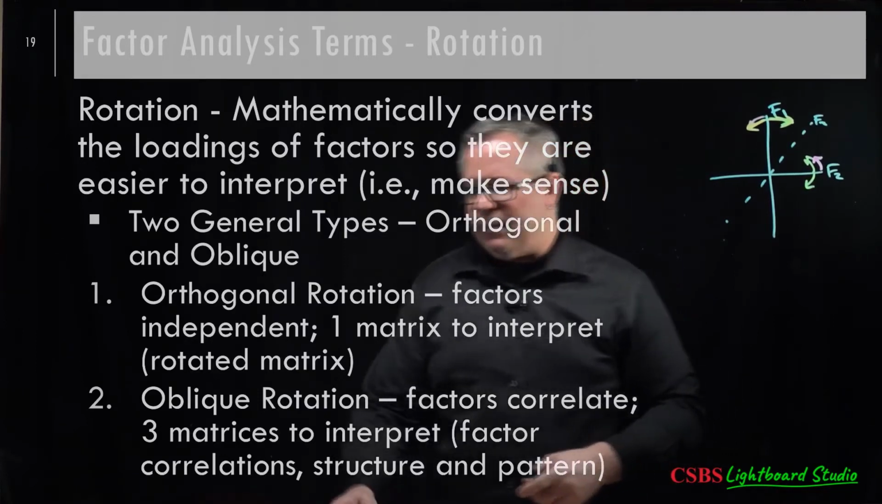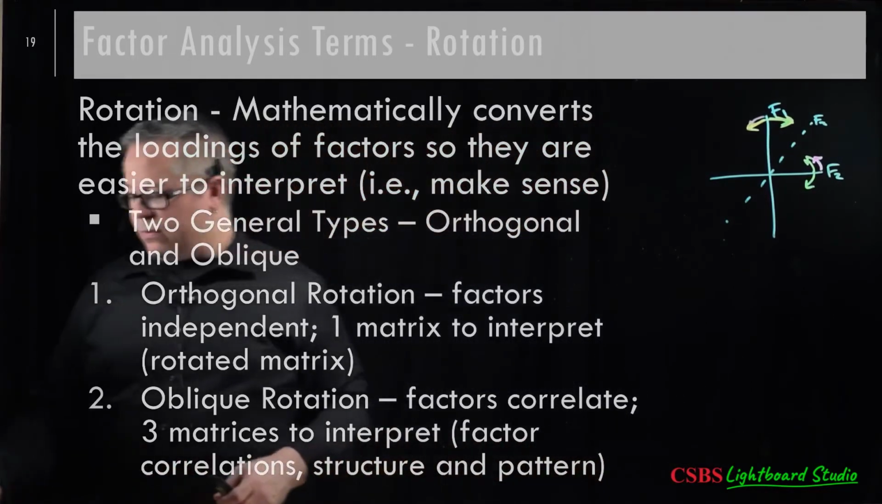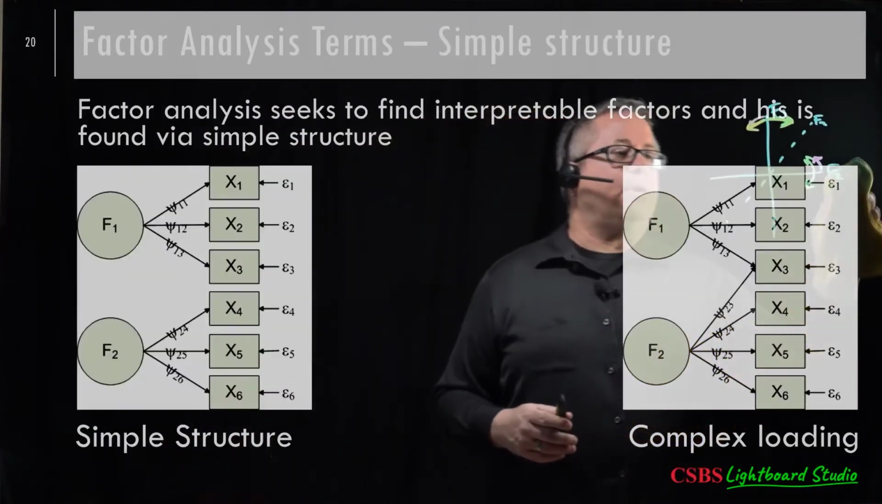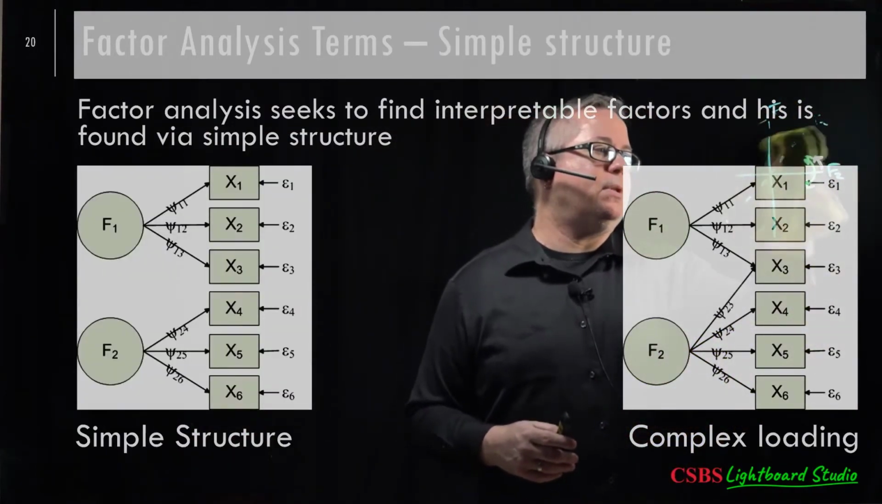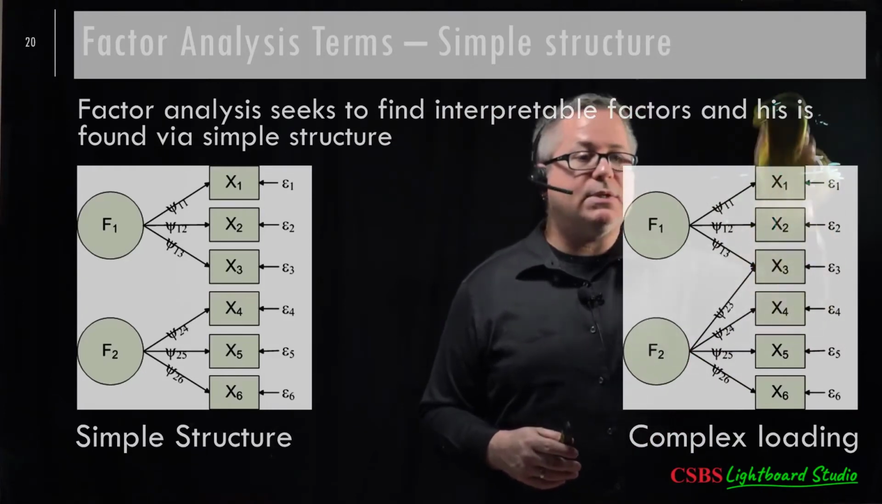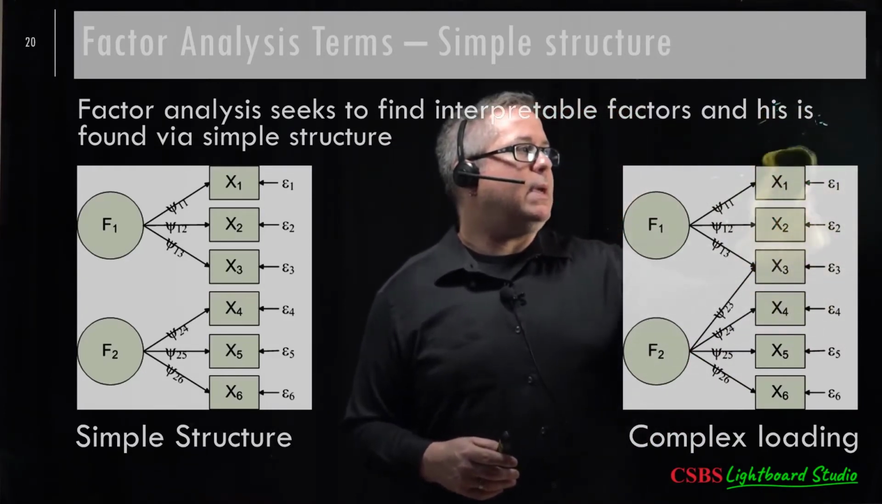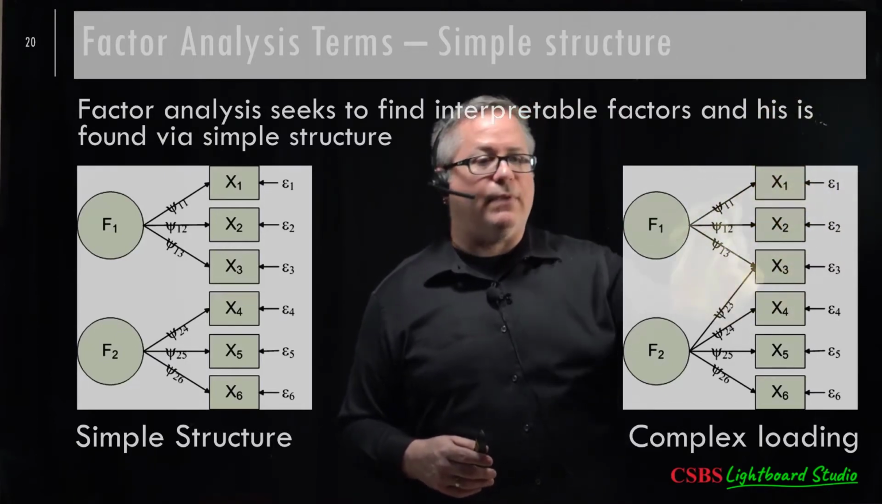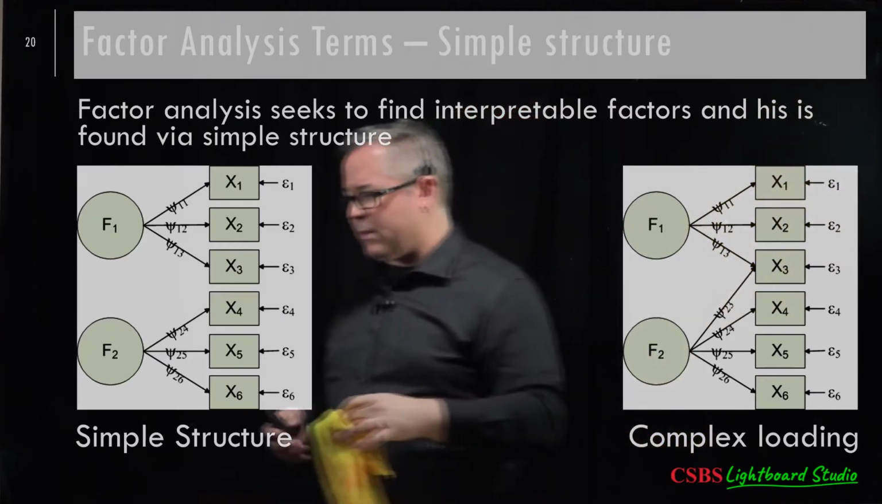So orthogonal keeps everything independent, which makes the interpretation of things a little easier to deal with. Oblique rotation allows the factors to correlate and share space, but it may actually lead to a better simple structure, because in reality the factors should share space, and that's part of the deal.